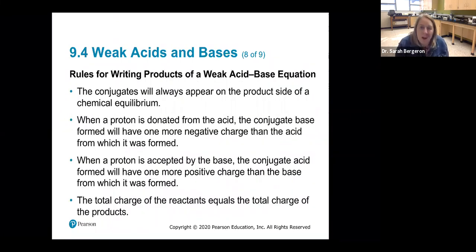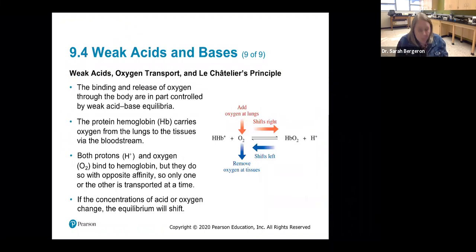We'll look at some practice. So remember, the conjugates are always going to be on the product side. So regular acid and base are reactants, and conjugates are products. And whenever you donate a proton, the conjugate base is just going to lose one positive charge or gain one negative charge, however you want to think about that. And so you're going to change by only one charge. And the total charge of the reactants must equal the total charge of the products. And so we'll look at some examples of this.